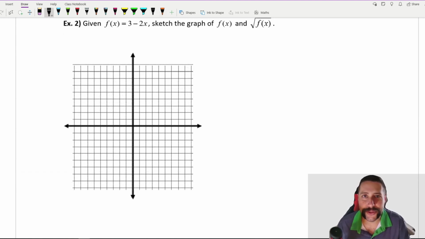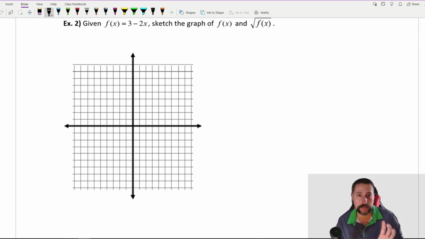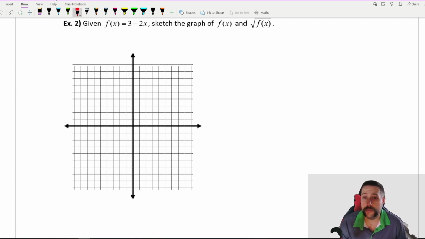Example 2. Given f of x is equal to 3 minus 2x, sketch the graph of f of x is equal to the root of f of x. We're going to sketch both the original graph, and then we'll sketch the root graph. So we will sketch both. We're going to sketch the first one. We're going to go y is equal to 3 minus 2x.